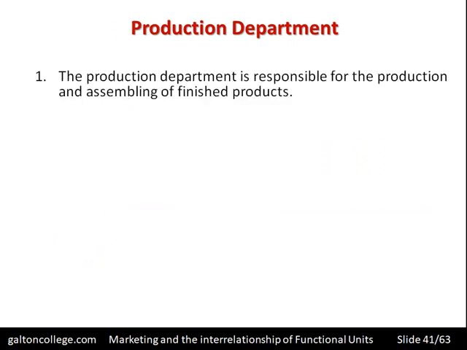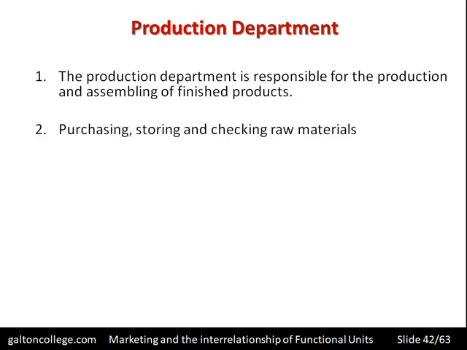Now the next part is the production department. Well, the production department is responsible for, surprise, surprise, production and assembling of finished products. So the production department, if they are making a tangible output, is the department that makes the product. But they also go through purchasing, storing and checking raw materials. They convert, after all, raw materials and components into the finished product. It's a transformation from one state into another.